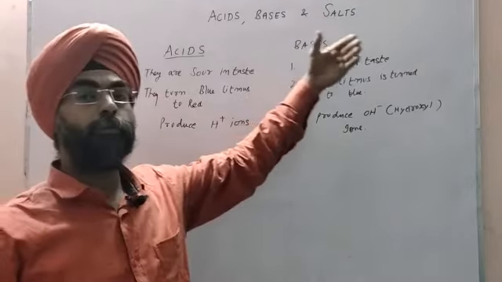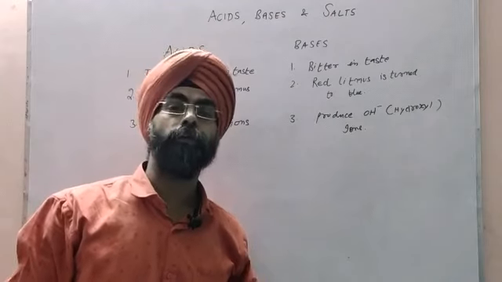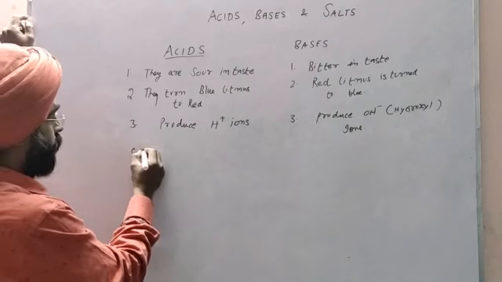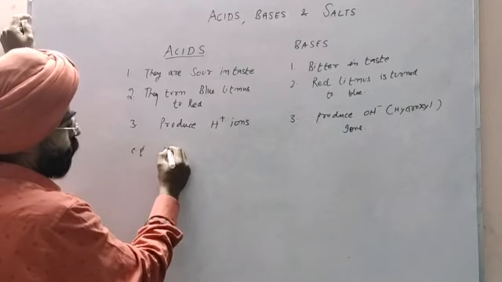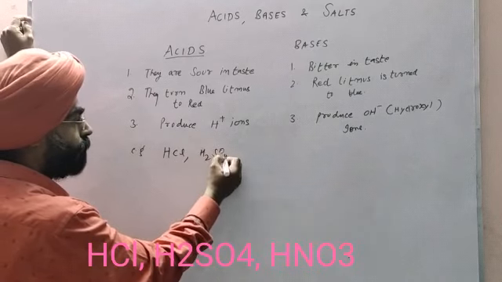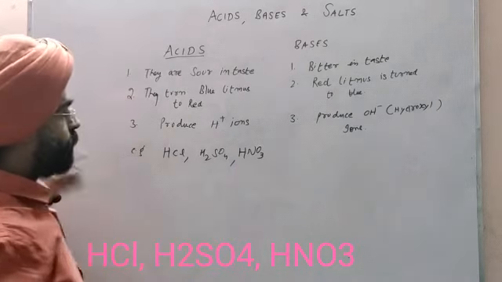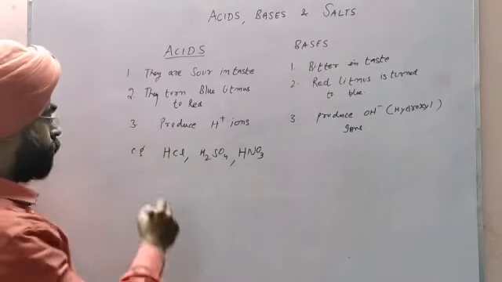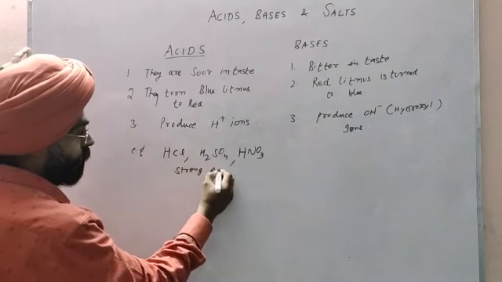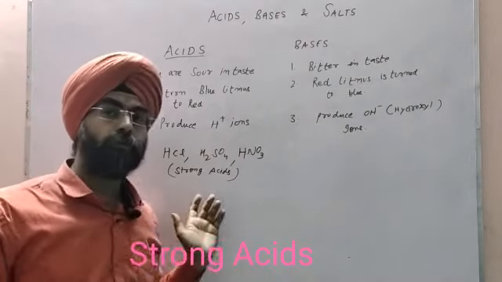And we will learn in the next step what are the salts. Whenever acids and bases react together, they also form salt. In general, the examples of the acids are hydrochloric acid, HCl, sulfuric acid, H2SO4, nitric acid, HNO3. These all are strong acids. They are usually concentrated acids.